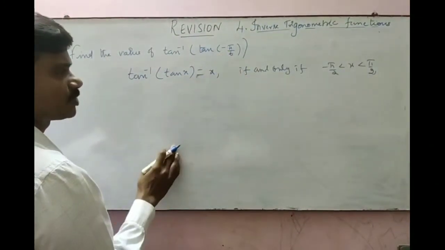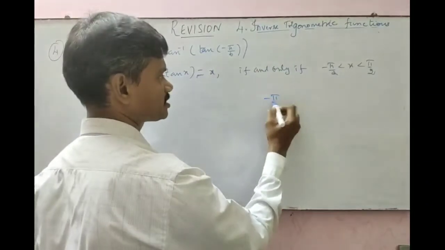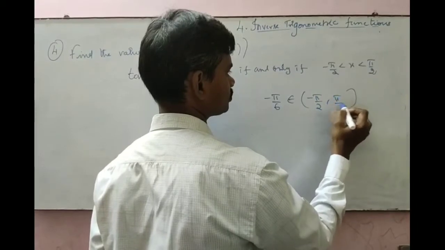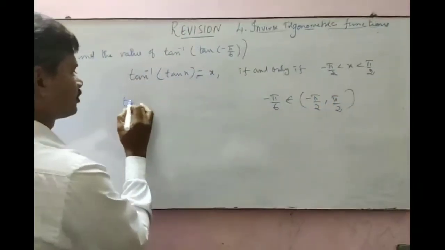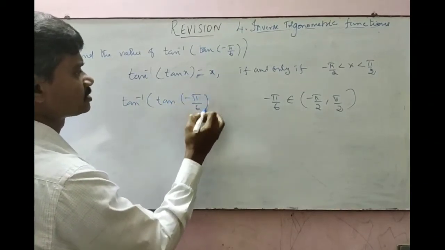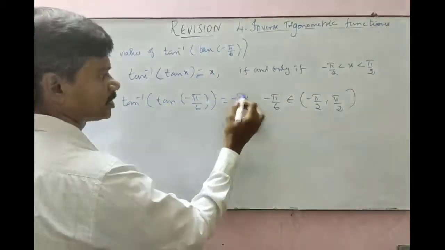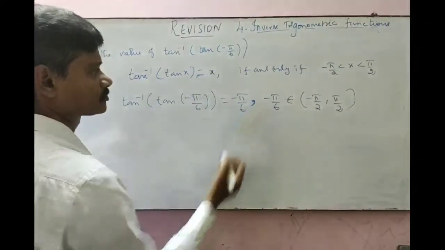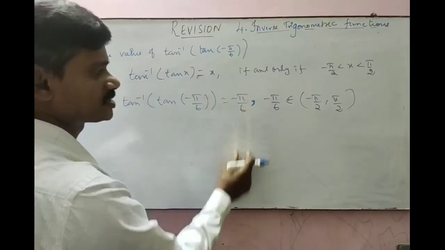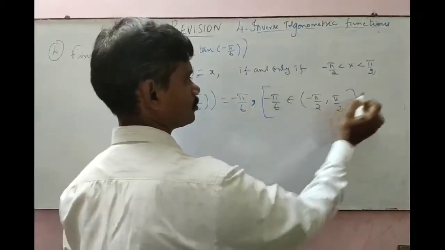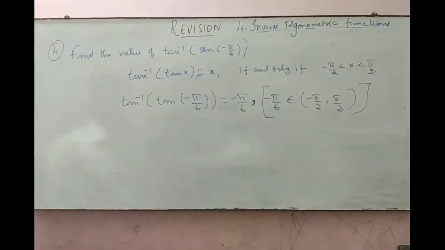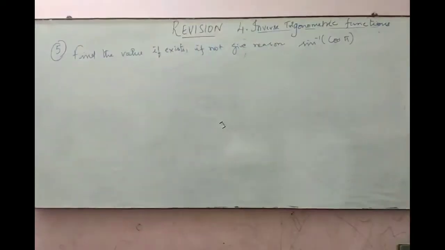Look at this value, minus pi by 6. Minus pi by 6 belongs to this interval, minus pi by 2 to plus pi by 2. So you can write the value of tan inverse of tan minus pi by 6 equal to minus pi by 6 straight away. Tan inverse of tan minus pi by 6 is equal to minus pi by 6, since minus pi by 6 belongs to the interval minus pi by 2 to plus pi by 2. So the answer is minus pi by 6.